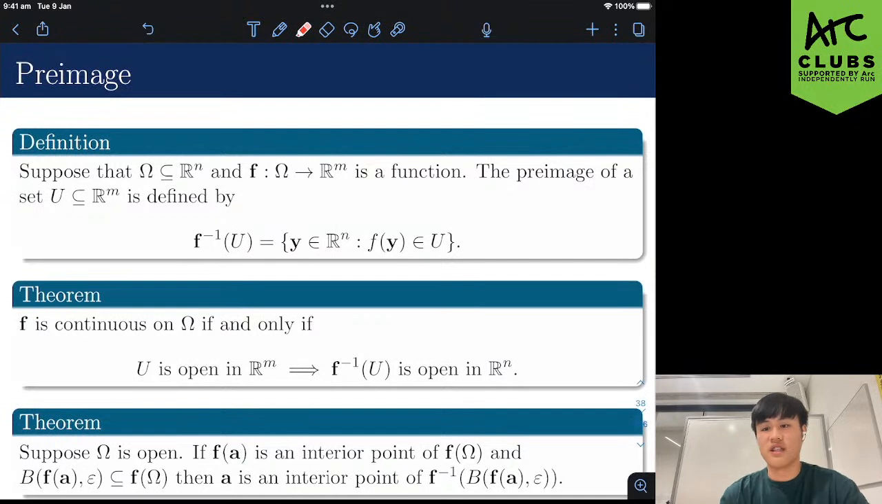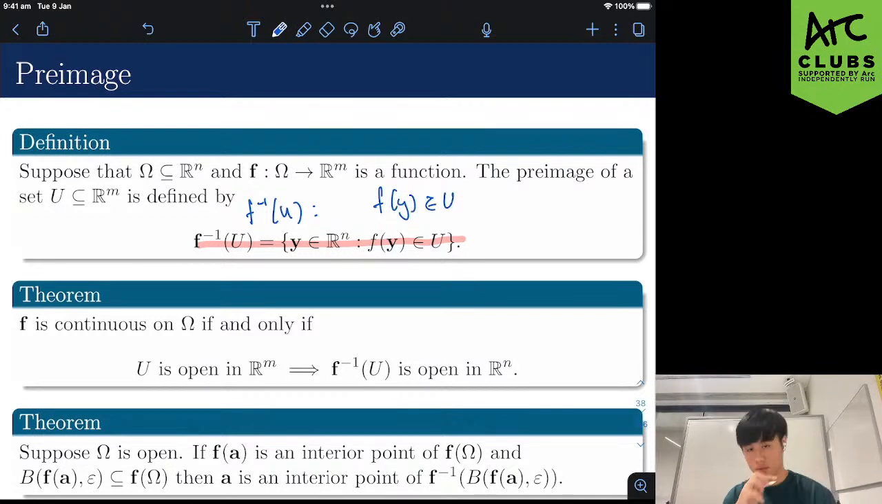So the pre-image is pretty similar to an inverse function, and it's defined to be the set such that the pre-image of the set U is the same as the elements y where f of y is in U. So as I said, you can think of pre-image as similar to inverse functions. The only thing, to be more precise, is that it should be an inverse relation, because the pre-image is not always a function, so it doesn't map one-to-one. It can map to many different values.